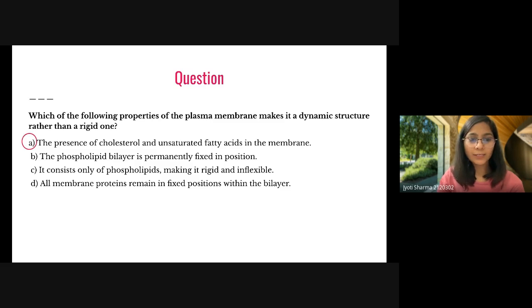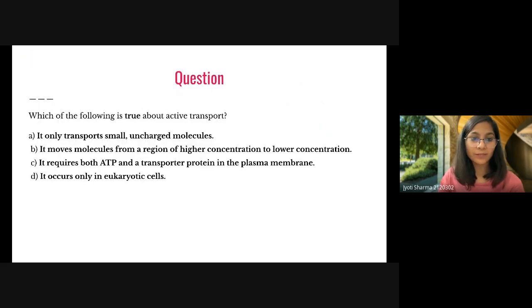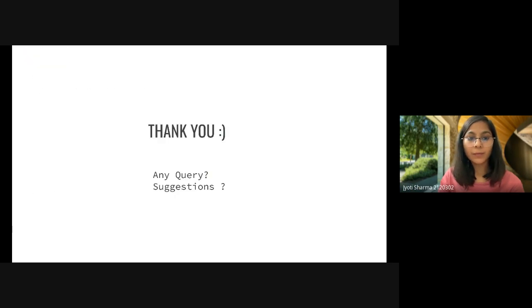This is again the same. Let me skip this. We already have talked about the active transport and the passive transport. So I'm just skipping this. What is true about active transport: active transport requires energy, and that energy can be in the form of ATP. So that's how I finished it.